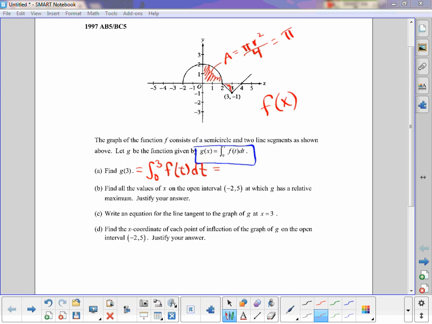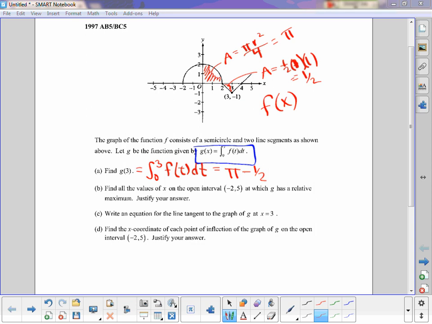Alright, so this is positive area. Now when we go from 2 to 3, we've got an itty bitty triangle here. So area equals 1/2 base, which is 1, times height, which is 1. So it's just 1/2, but it's below, so it's going to be a negative 1/2. Do we agree with that? Okay. So I want to show both pieces here. So it's going to be pi plus negative 1/2, or pi minus 1/2, either way is fine. And that's going to be my area. We don't have any units, so we're done with that.